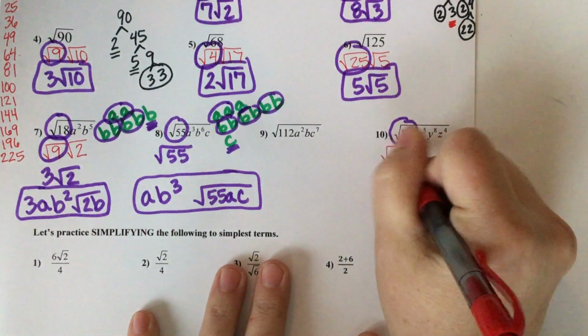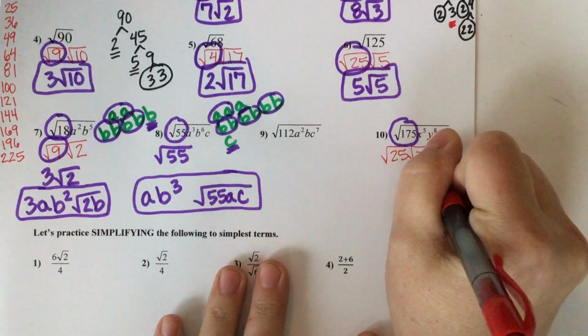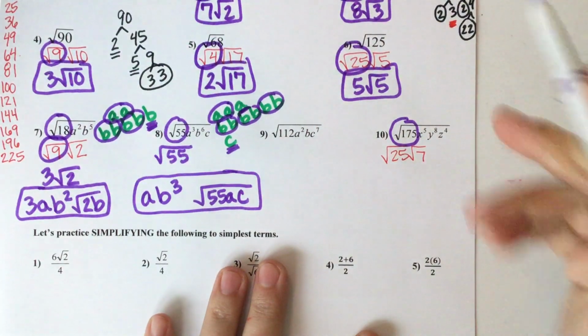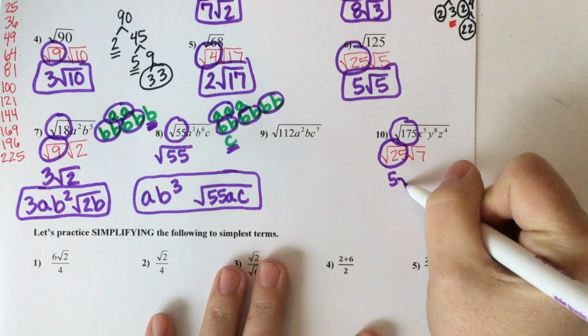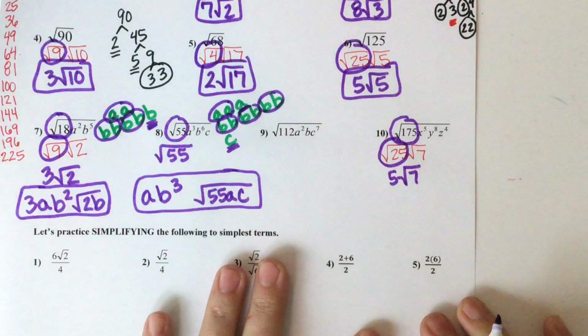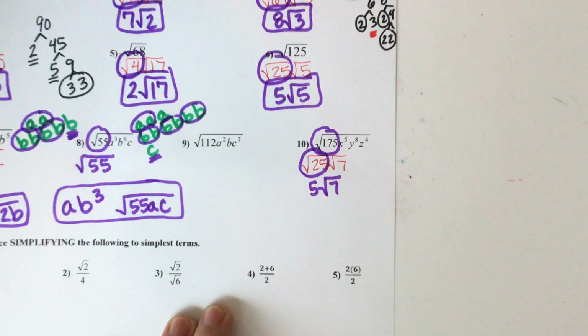So square root of 25 times square root of 7. Okay, so the square root of 25 is 5. And then you can't take the square root of 7, so you recopy. All right, now let's practice the letters.